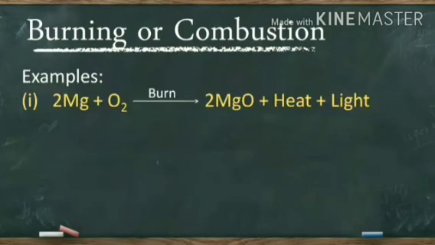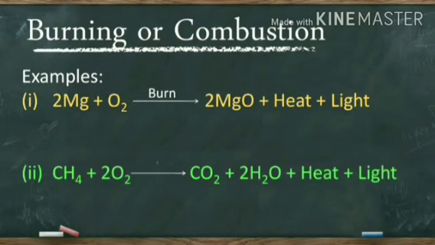For example, when magnesium is burnt in the presence of oxygen, it reacts with oxygen to form magnesium oxide, and during the burning of magnesium in oxygen, a lot of heat and light is also produced. And if we burn methane in presence of oxygen or air, it forms carbon dioxide and water along with the evolution of heat and light.